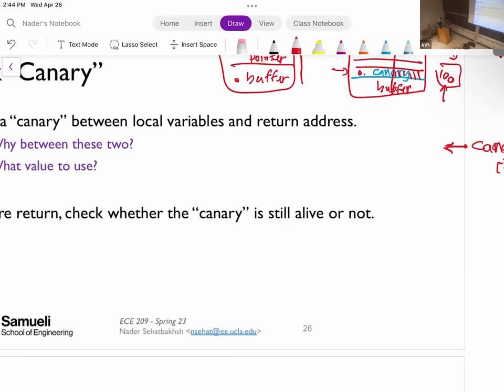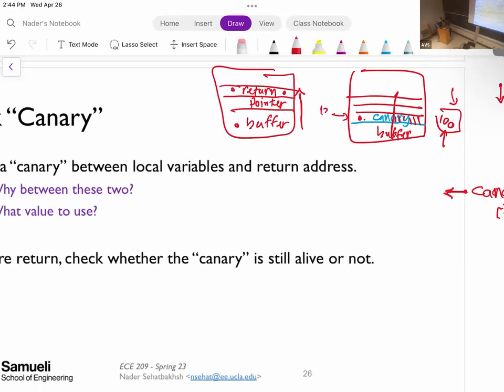Unfortunately, if this value is still 100, it's not guaranteed that this stack hasn't been overwritten. If it's not 100, it is guaranteed. But if it's equal to 100, you still might have an attack. It's not like a cryptographically secure MAC or something, right? It's just a value that you put there. So if the adversary finds that value, then your system is obsolete.